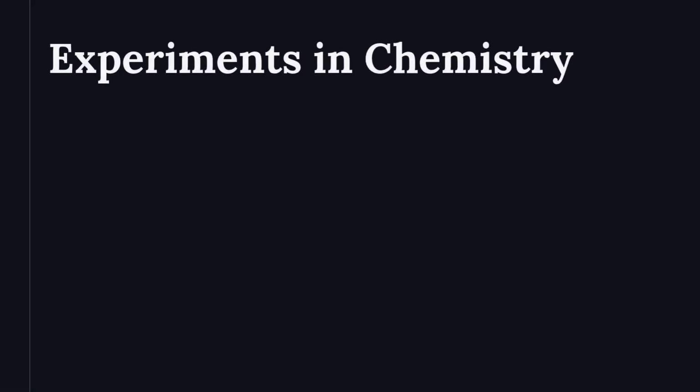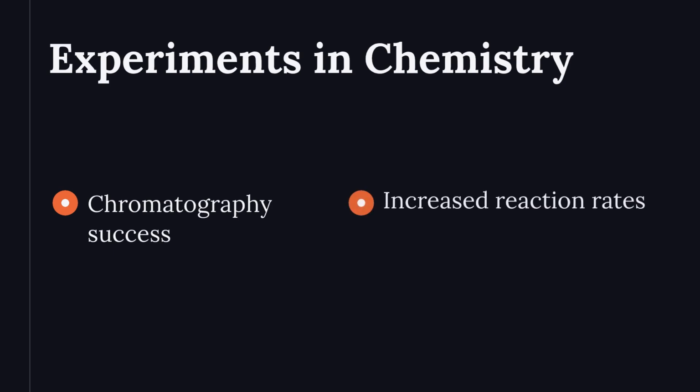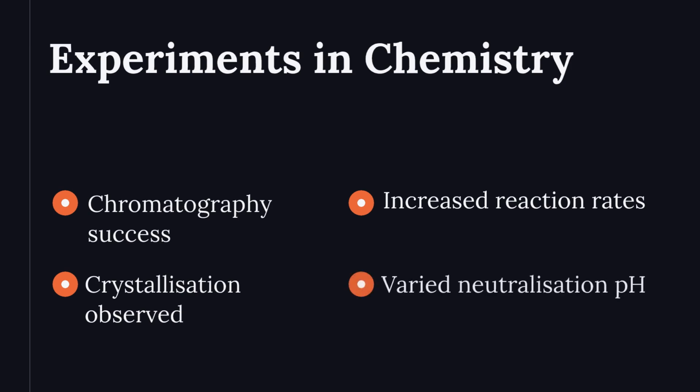Experiments confirmed key chemical concepts. Chromatography effectively separated ink into components. Increasing acid concentration increased reaction rates. Crystallization occurred as expected when solutions became saturated. Neutralization pH curves varied, confirming differences in acid and base strengths.